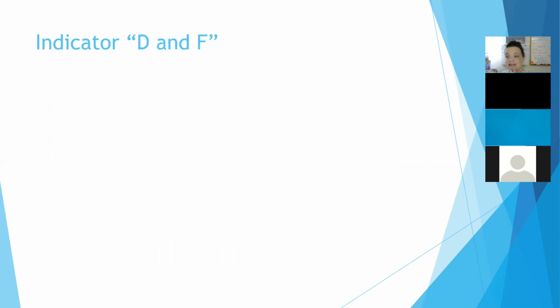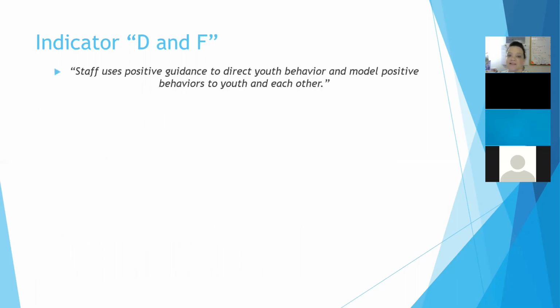So indicators D and F, well, F is the last one. Staff uses positive guidance to direct youth behavior and model positive behaviors to youth and each other, right? And staff model professional and safe, healthy boundaries. So for those of you who are struggling with staff and each other, remind them that they have to be positive role models for the kids they're working with. If they're arguing or they're disagreeing or they're having a problem, that'll reflect right back into the kids you're working with, right? They learn how to have a disagreement.